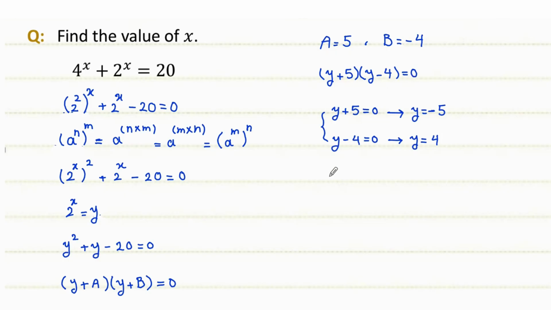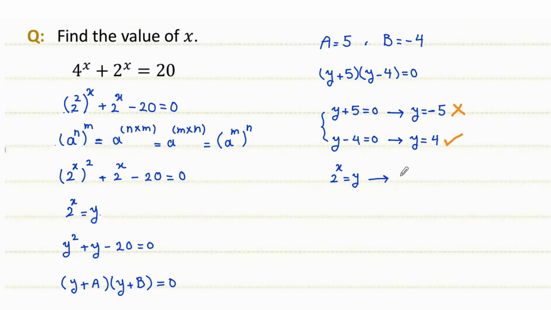But y is 2 to the power of x. 2 to the power of x is y. And 2 to the power of x cannot be negative, regardless of what x is. That's why between these two solutions, minus 5 cannot be acceptable, because it is negative. So the correct answer is 4.